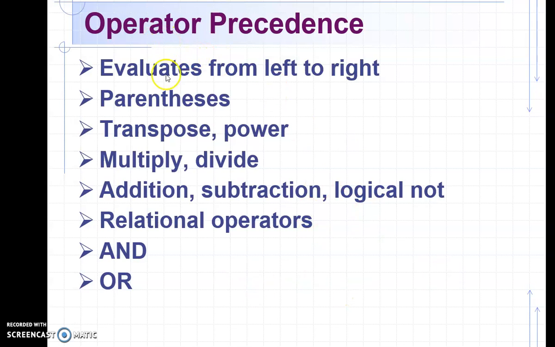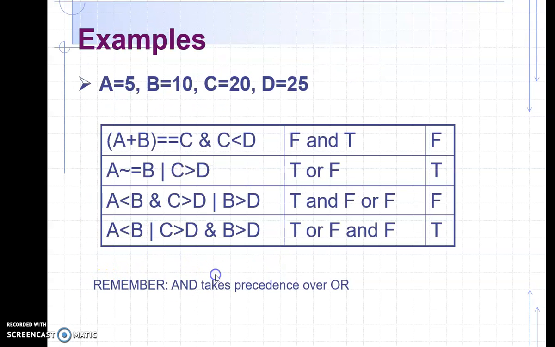And since we can have expressions that include arithmetic, we need an order, a precedence, to know what to do first. Just like the regular one, from left to right: parentheses first, transpose and powers next, multiply and divide next, addition, subtraction, logical not are next, then your relational operators, then any ands, and then any ors.